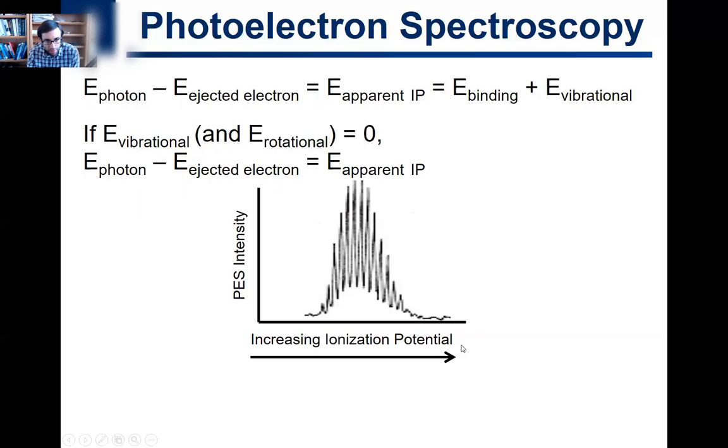But what's apparent here is you see all this fine structure. You get one big peak in this case. We're only talking about one molecular orbital here. So you get one big peak, but you get all this fine structure. And the fine structure is from the vibrational states, right?